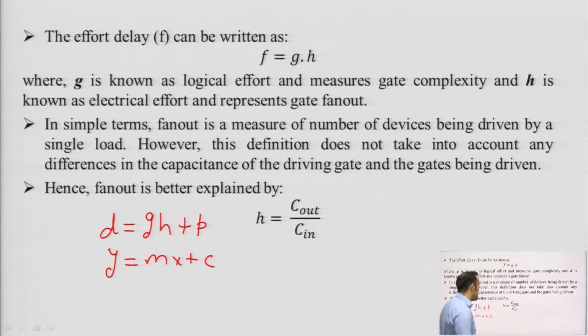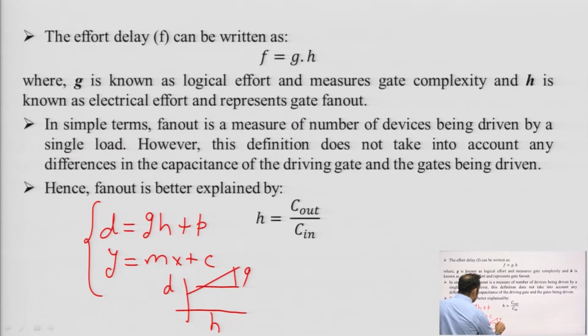If I compare these 2 equations, I can say that if I plot a graph between D, my normalized delay, and H, which is the electrical effort or representative of the fan out of the gate, I should get a straight line such that the slope of this line represents G, the logical effort, and this intercept here should give me the parasitic delay. So, this is what the linear delay model is all about.